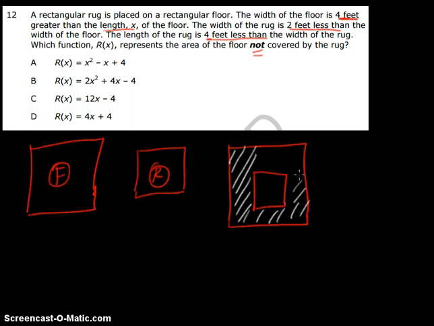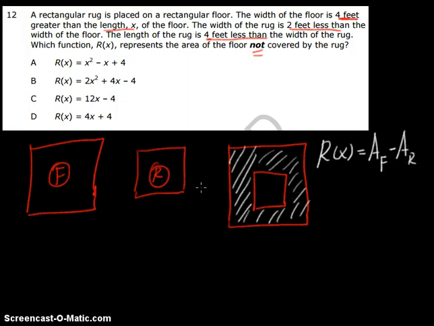So how are we going to do this? Well, if we know the area of the floor and if we know the area of the rag, we can take away the area of the rag from the area of the floor, and then that will give us the area of the floor that's not going to be covered by the rag. Okay, so r of x is given by the function, which is area of the floor minus area of the rag. So we just have to do each of them individually.